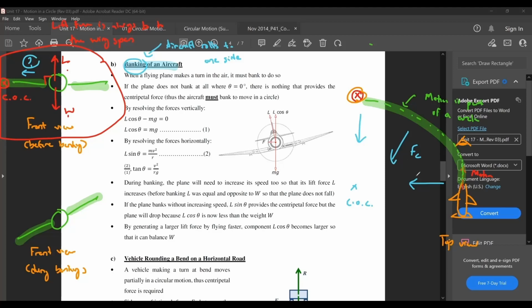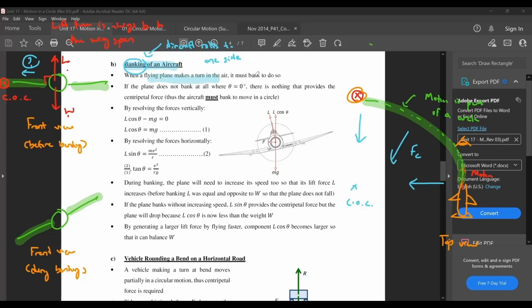Just like I mentioned to you, if you have something that wants to move in a circle, you need to have centripetal acceleration, you need to have centripetal force. Centripetal force must come from some other existing force in the first place. So if you consider the case where the aircraft does not bank, the wings are perfectly horizontal like the ones that you're seeing at the front view, there are actually no forces pointing towards the center of the circle. No forces pointing towards the center of the circle means there is no centripetal force. So your aircraft cannot move in a circle in the first place. Okay, that's what the first two statements here are actually trying to tell you.